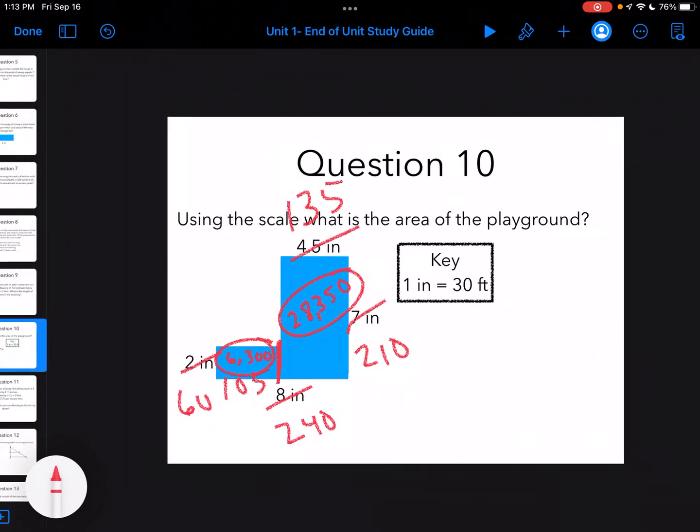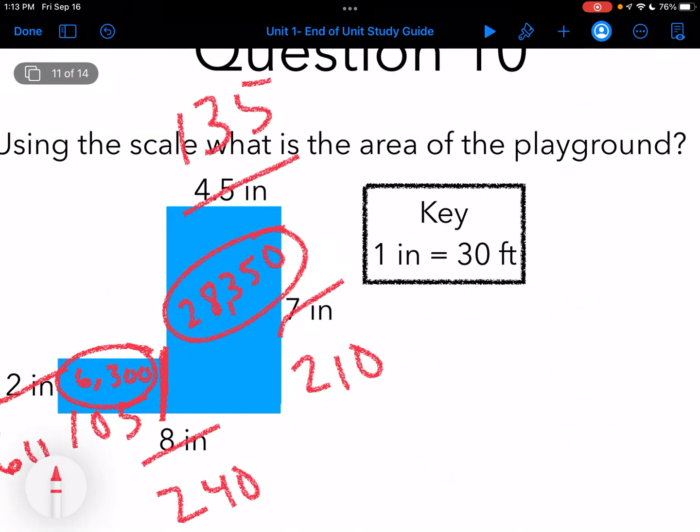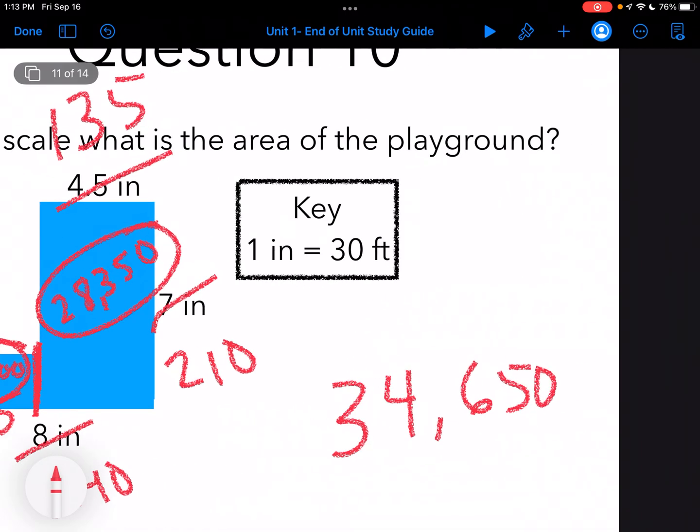So now I'm going to take those two numbers and I'm going to add them together. And I get 34,650 feet squared.